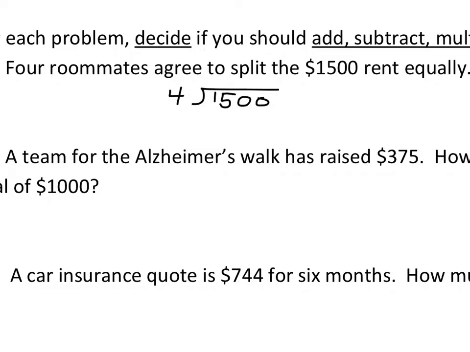So 4 doesn't go into 1, but it will go into 15 3 times. 3 times 4 is 12. So I got a 3 there. I'll drop this 0 down here. 4 goes into 30 7 times. 7 times 4 is 28, which leaves me with 2. I'll drop the 0 there again. 4 goes into 20 5 times, which leaves us with 0 remaining. That's good. So the answer to this one would be $375 for each roommate.